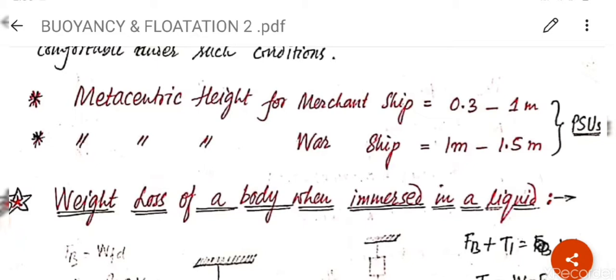Range is 0.3 to 1 meter. And metacentric height for warship, because there is more vibration, so more stability is needed. So range is 1 meter to 1.5 meter.